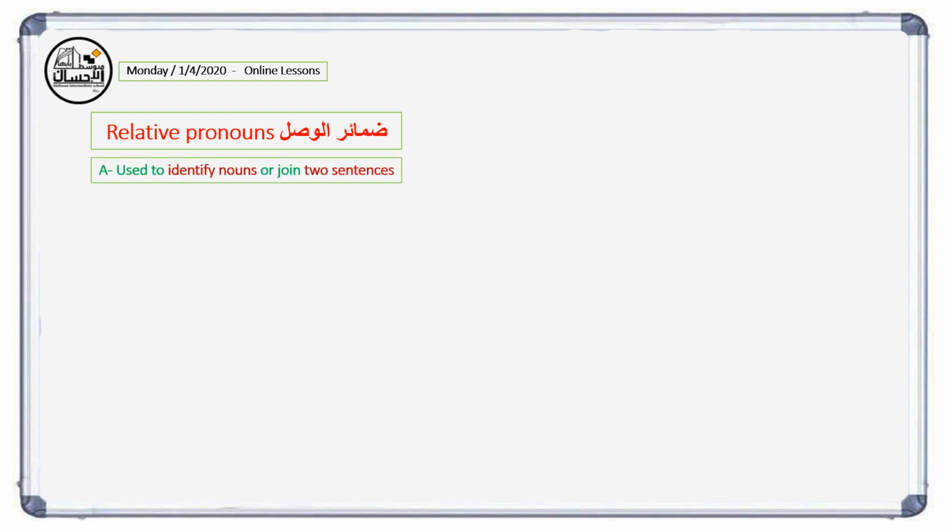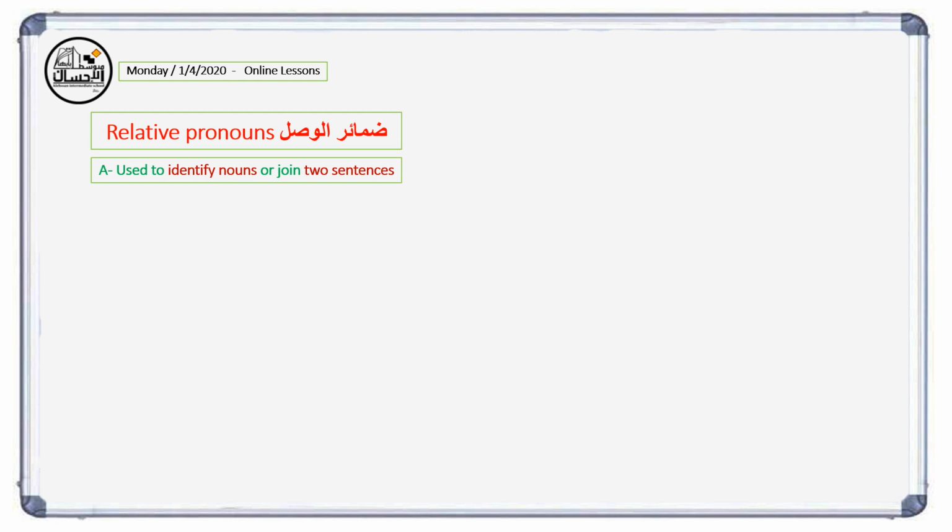Today we're going to talk about the relative pronouns or the relative clauses. What are they and what are their tools to join between the two situations or two sentences? Okay, relative pronouns are used to identify nouns or join two sentences.